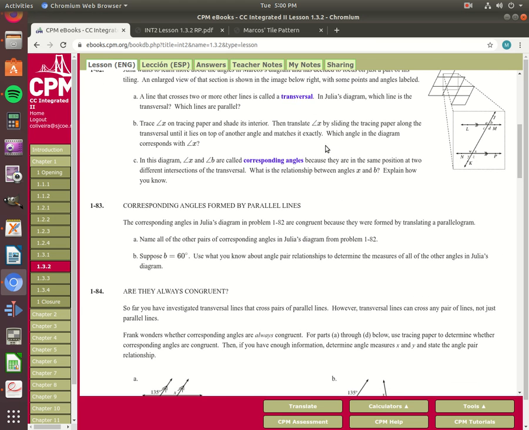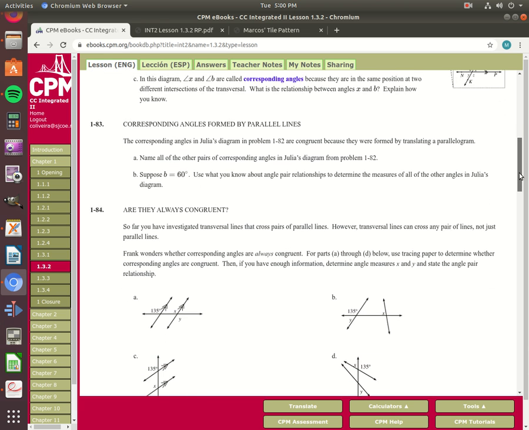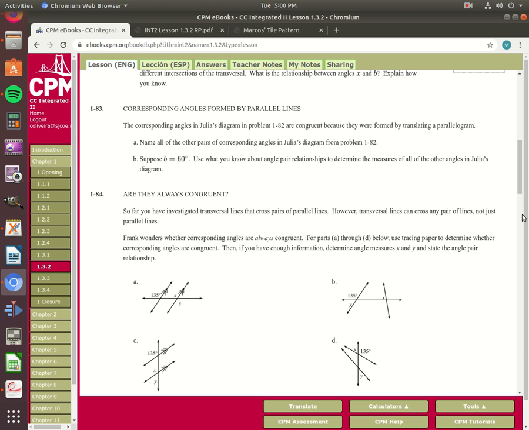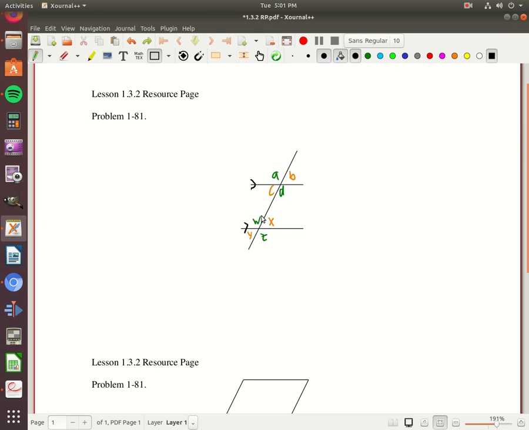So hopefully we're okay with where we're at right now and what a corresponding angle is. Corresponding angles formed by parallel lines. The corresponding angles in Julia's diagram in problem 182 are congruent because they're formed by translating a parallelogram. Name all the other pairs of corresponding angles in Julia's diagram from 182. And again, we said A and W are corresponding. They're both in the top left. C and Y are corresponding. They're in the bottom left. B and X are in the top right. They're corresponding. And D and Z are corresponding because they're in the bottom right.